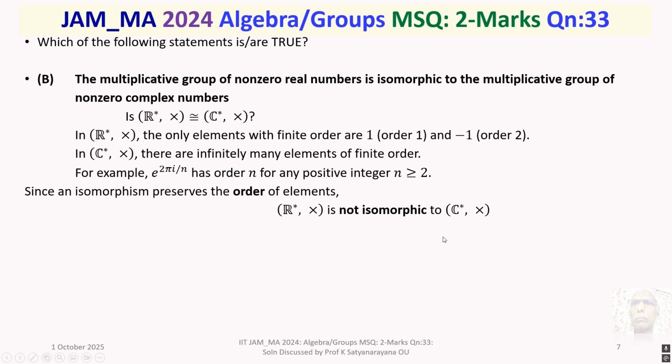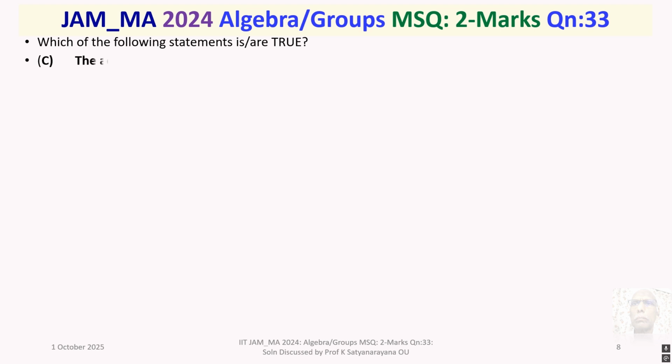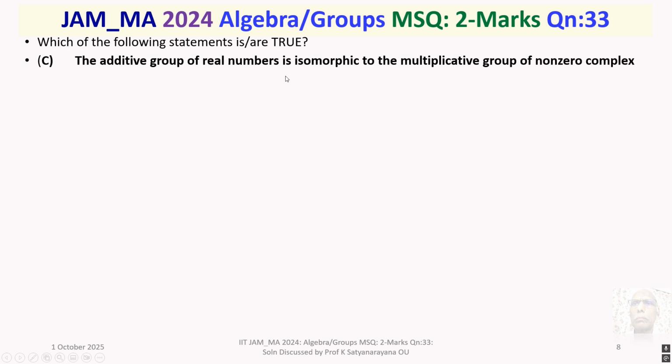So option B is not true. We move to the next option. Option C: the additive group of real numbers, that is R under addition, is it isomorphic to the multiplicative group of non-zero complex numbers, that is C star under multiplication? Are they isomorphic?